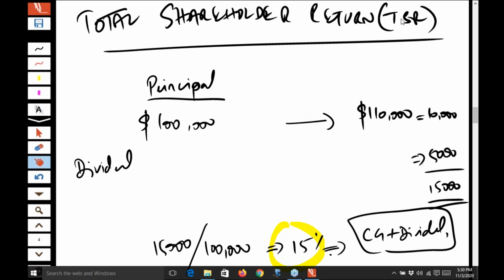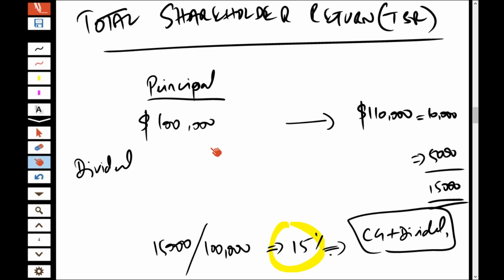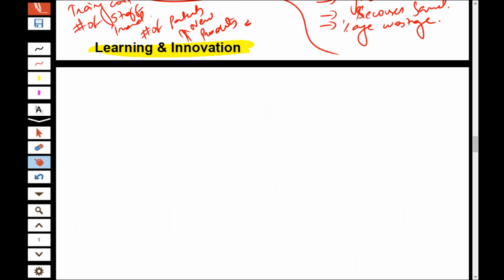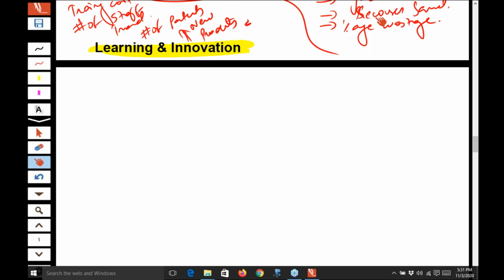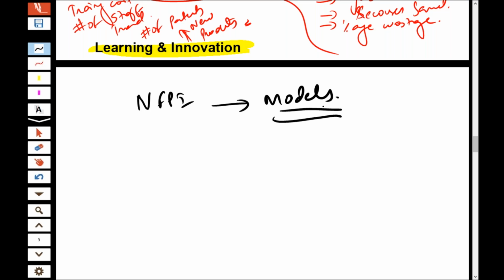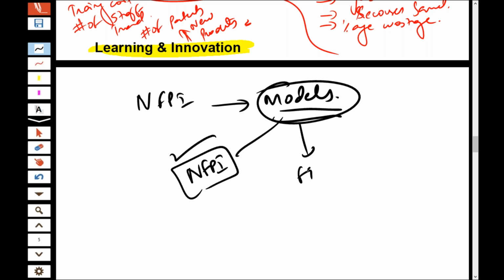Okay, now let's move a bit forward and discuss further. So we have got this. Now, important thing is that what are the non-financial performance indicators that we can always use? I'm going to tell you that with respect to the non-financial performance indicators, there are different models that exist which an organization can apply in order to measure the performance. The good thing about these models is that they don't only cover the non-financial performance indicators, but they also cover the financial performance indicators.